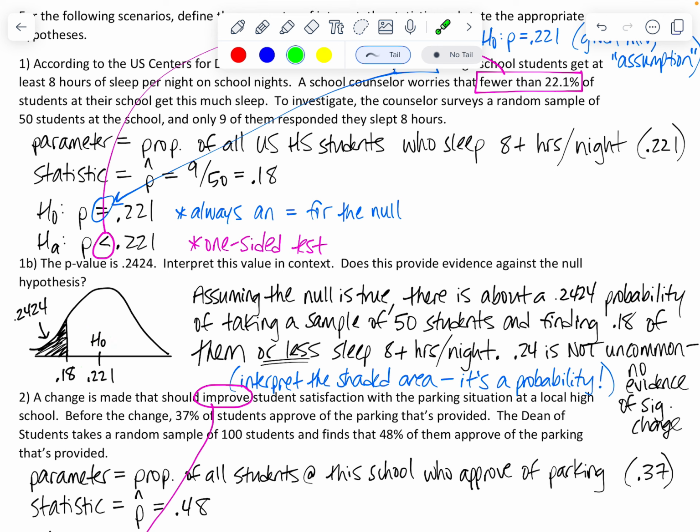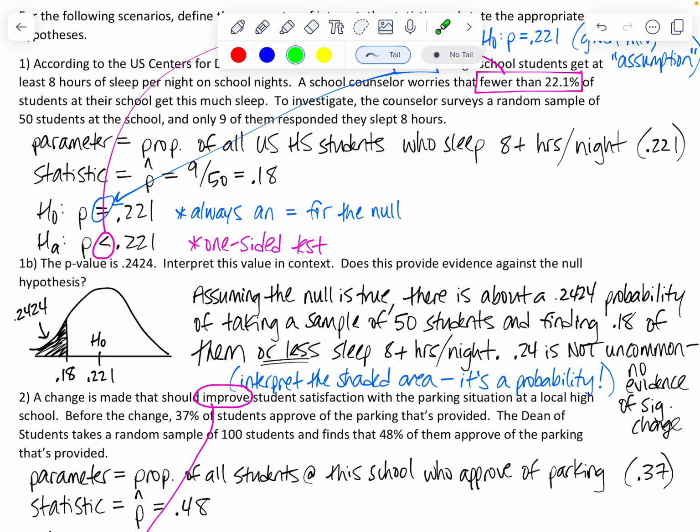We don't center it on the p-hat because you know every time we take a p-hat, we're probably going to get a different value, right? But the assumption, the null hypothesis number, is the number that you center your bell curve on. And I'm going to draw a line at my statistic, which is 18%, which is right here. And then I'm going to shade this direction because it matches this symbol right here to the left, less than, fewer than. That's why I'm coloring this direction. And the p-value is a probability, okay? This shaded area right here is 0.2424.